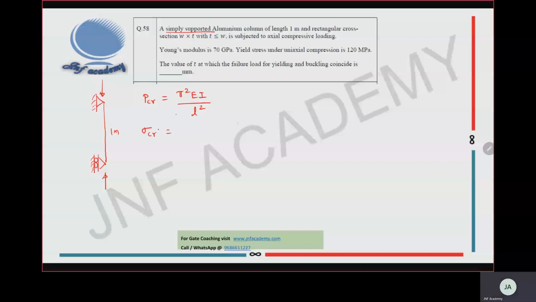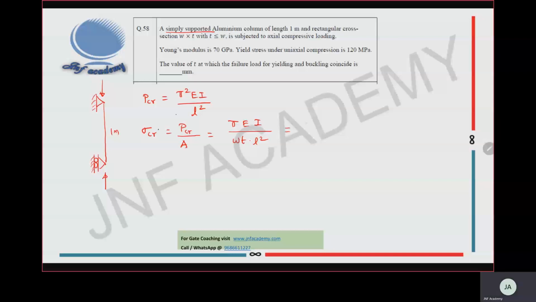We can find out the crippling stress like this. Here the area is W into T, into L square. So whenever you are using this formula, you need to remember that the I value should always be the least value, the least moment of inertia only you need to use. Okay.